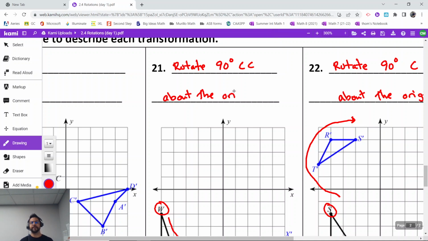So identify the regular letter first from the pre-image. Then you're going to figure out which direction you have to move to get to the new letter on the new image, and that'll help you come up with your rules.